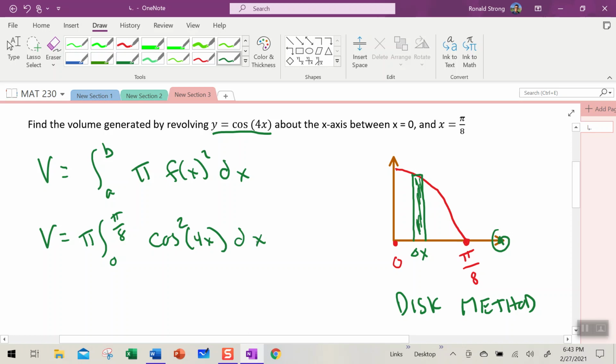So immediately I see I have a cosine squared problem. And in the section on trigonometric integrals, we have learned how to deal with that type of problem. We're going to use our identity. And so we're going to rewrite this as pi times the integral from 0 to pi over 8 of 1/2 plus 1/2 cosine of 2 times the given angle. Well, the given angle was 4x, so that means we're going to have 8x here.